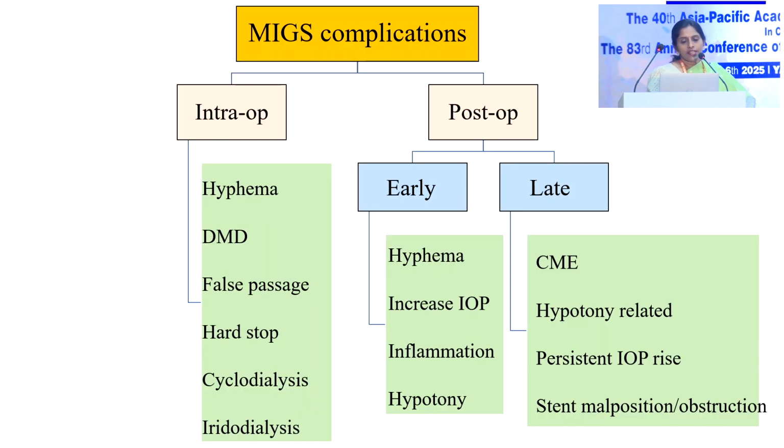So looking at the complications, they can be broadly classified as intraoperative and postoperative complications. The most common complication encountered is hyphema. There may also be some other subtle complications related to the technique, like DMD. There may be a false passage, there may be cyclodialysis or hydrodialysis. Postoperative complications again can be early complications or late complications. Postoperatively you can see a lot of patients having hyphema, retained blood clots, high intraocular pressure. Sometimes you can go for hypotony when there is cyclodialysis. Late complications like cystoid macular edema, late hypotony or persistent high intraocular pressures are also reported.